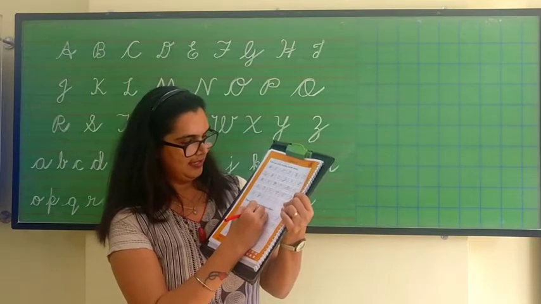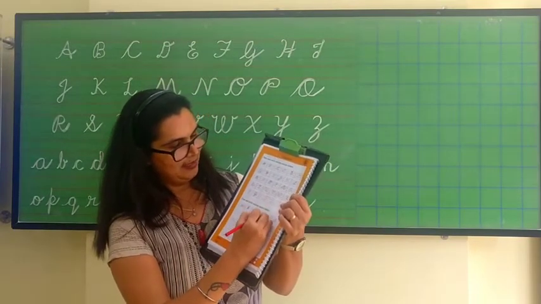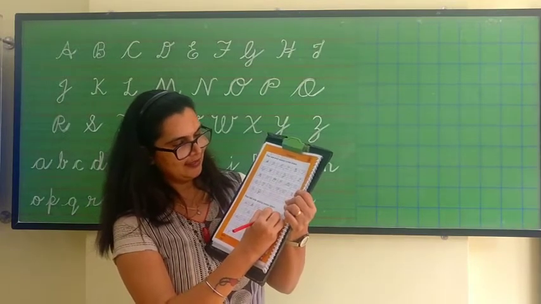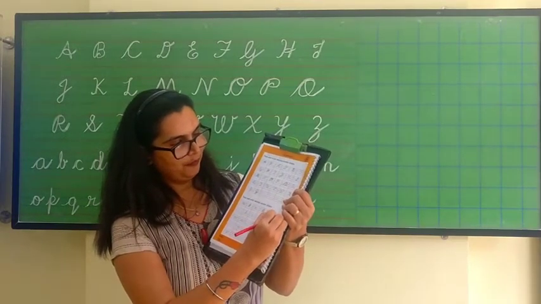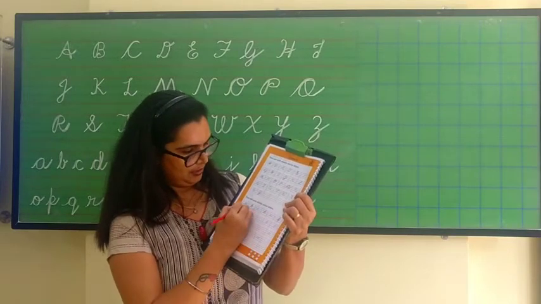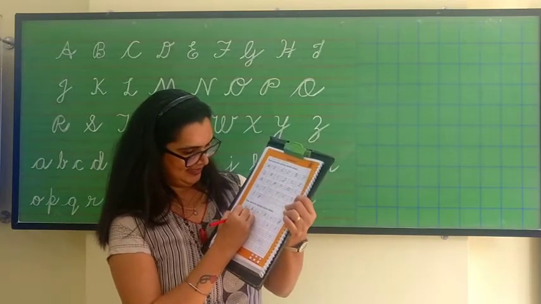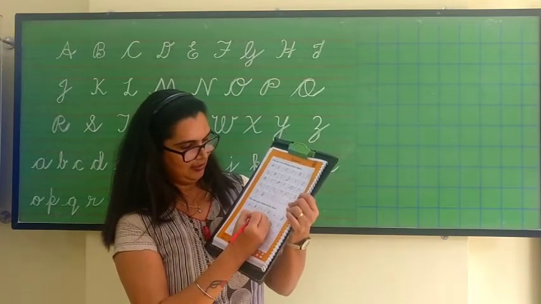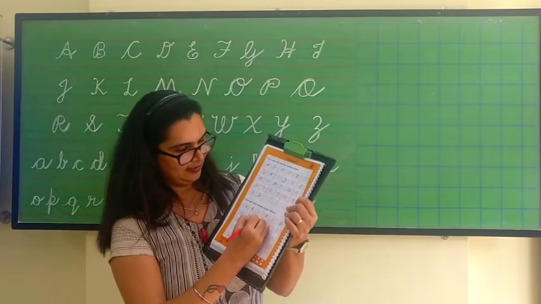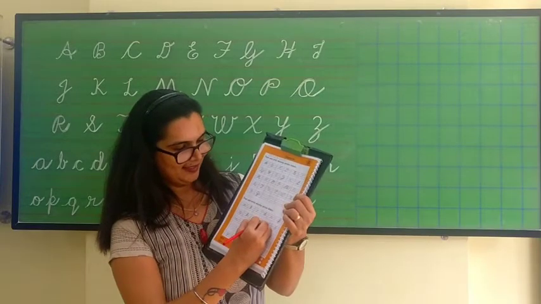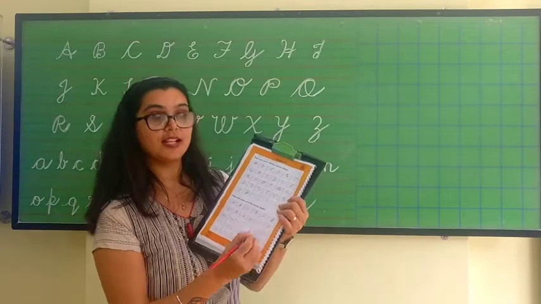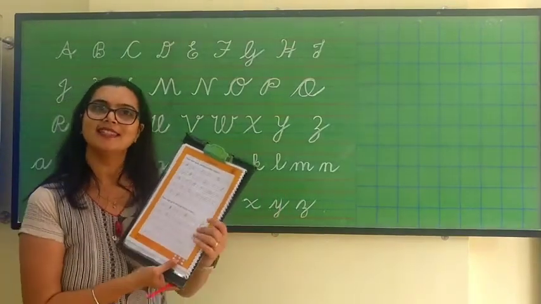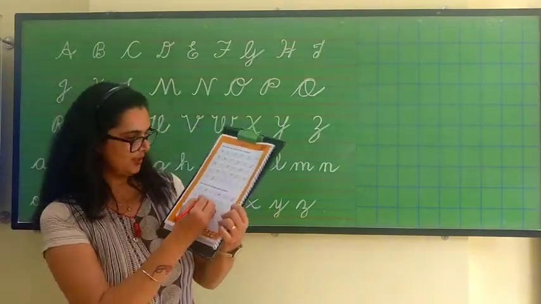B, C, D, E, F, G, and H, I, J. Yes, all the letters are children here behind given to us. We have to just rewrite it and we have to trace also.